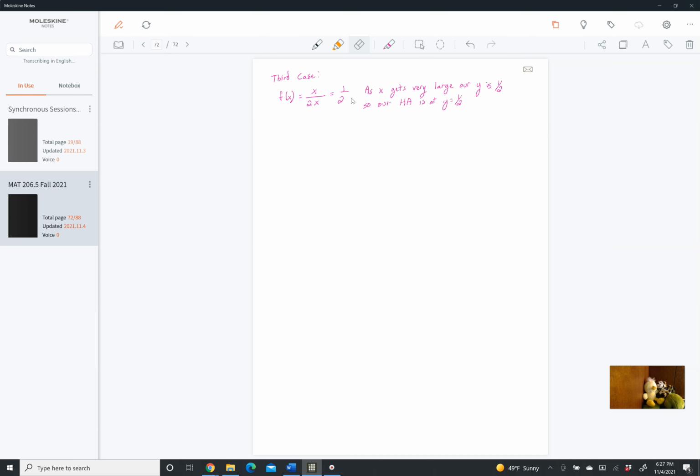Notice that I never say horizontal asymptote is at 1/2. We always say the horizontal asymptote is at y equals 1/2 because our horizontal asymptote is a line. Okay. Let's take another example. Let's say that we have f of x is equal to 5x over 7x. Well, once again, it doesn't really matter what our x is because our x is canceling. No matter what, our y is 5 over 7. We could plug in any number for x, and our y will be 5 over 7.